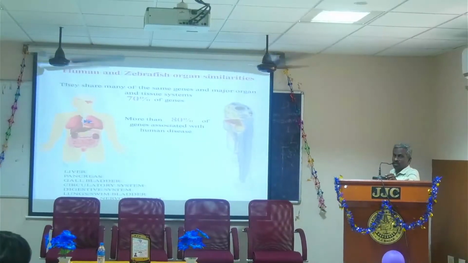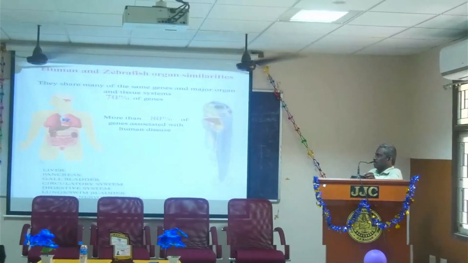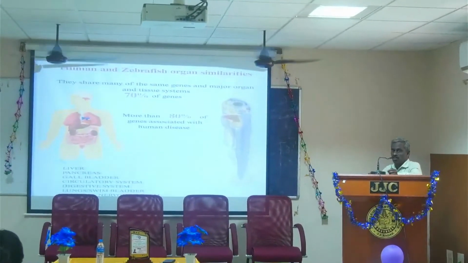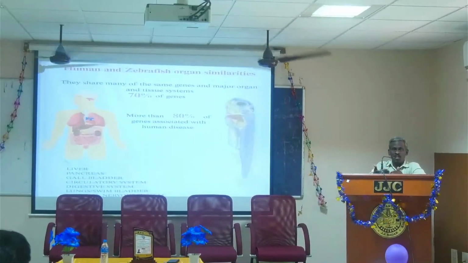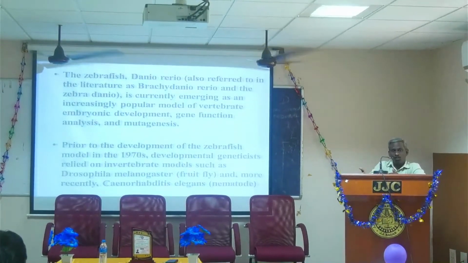Next, I already told you about the more than 80% shared genomes. That's why we are choosing the same principles involved for human beings: liver, pancreas, gallbladder, circulatory system, digestive system, respiratory system, and nervous system. Most of these similar characters are associated with the zebrafish. That's why we are choosing the zebrafish as the animal model.